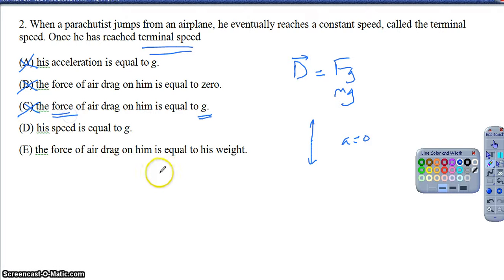Okay, so just watching the phrasing there, because we know a force is a mass times acceleration, you can't have mass times acceleration be equal to an acceleration. That doesn't really make any sense. And then D hopefully wasn't too bad. His speed is not g, right? But option E, the force of the air resistance, the force of the drag is equal to his weight. So the force of the drag is equal to the force of gravity. That is obviously the relationship that's true for us. So the trickiest part about question 2 is just not getting distracted by the other faulty options there.